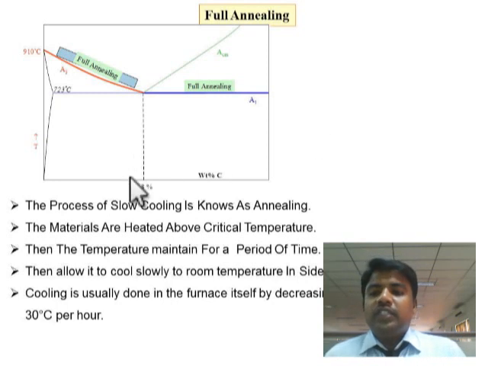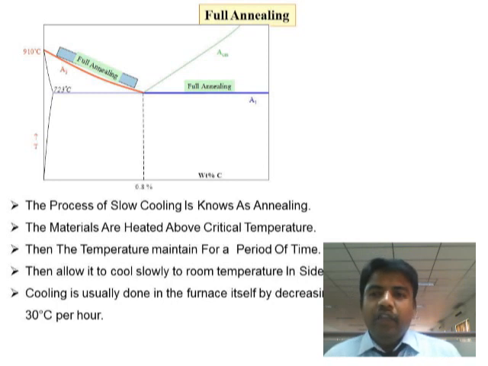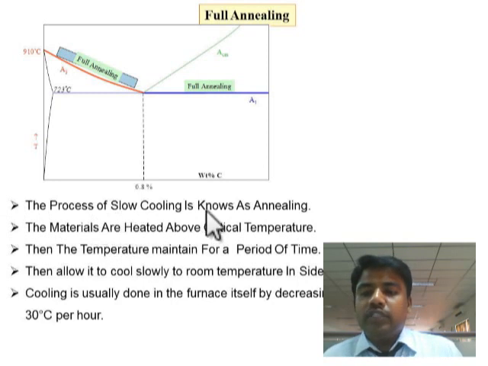You can see the first, full annealing process. So here the annealing process we call a slow cooling process. And second, when you go for slow cooling, what is going to happen is the structures set homogeneously inside your material, as it allows a long duration of cooling. Here the process of slow cooling is known as annealing. The material is heated above the critical temperature.